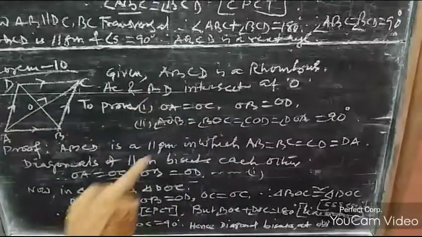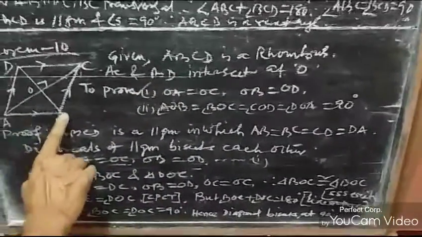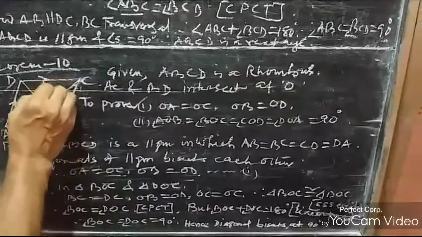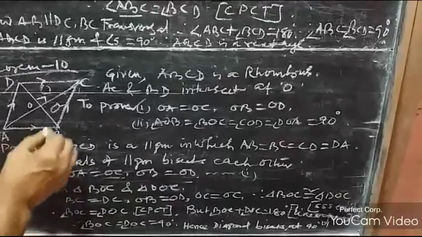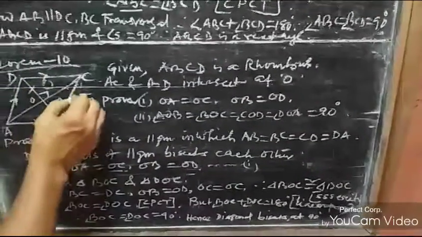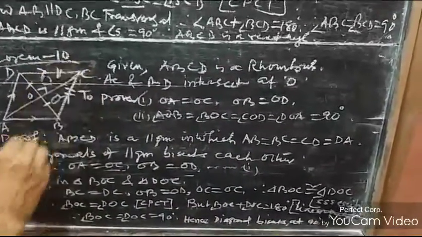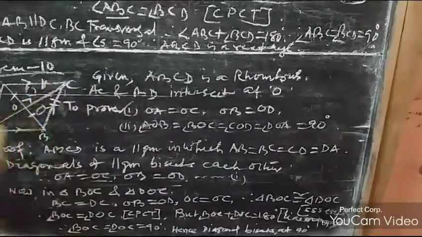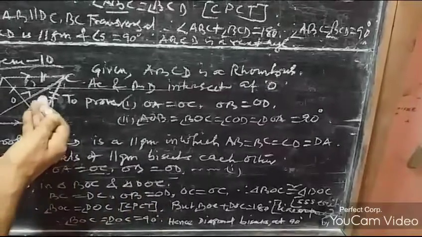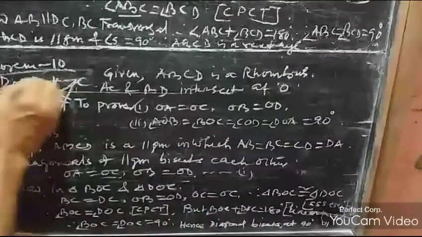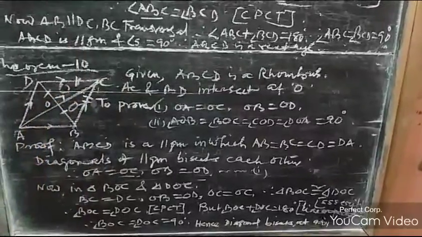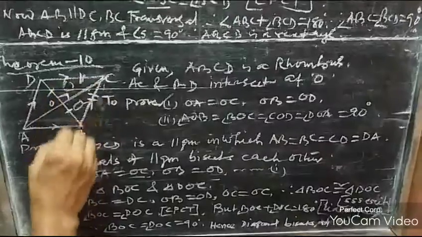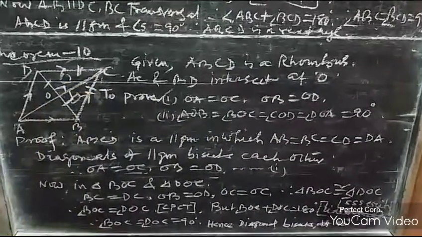Now in triangle BOC and triangle DOC, what is given? This side equals this side, the equal sides of the rhombus, and OC equals OC. That is the SSS criterion. Then we can say this triangle is congruent to this triangle. Now these angles are equal by CPCT.